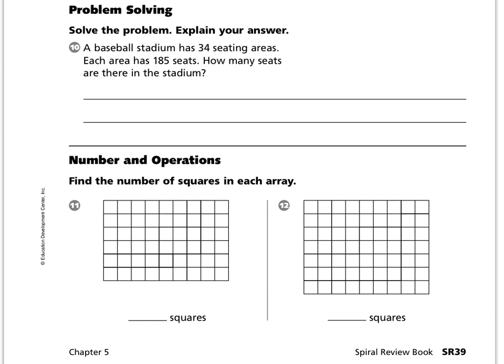Number 10, we need to solve the problem and then explain our answer. A baseball stadium has 34 seating areas. Each area has 185 seats. How many seats are there in the stadium?